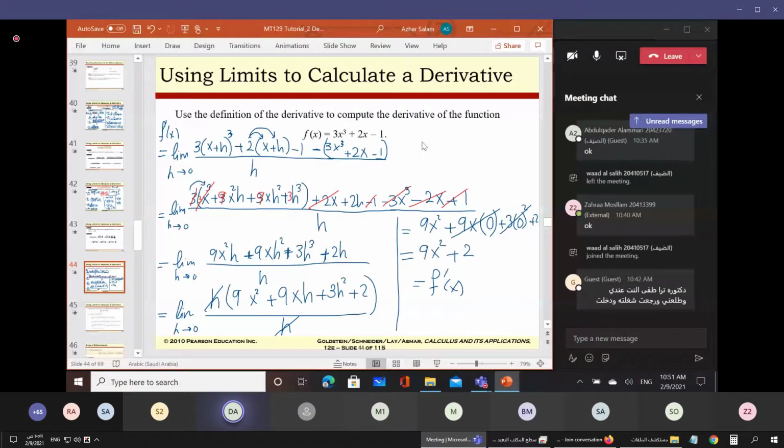And it's the same result when I just differentiate this function using the power rule, f dash of x. I just multiply the 3 by 3 here, which is 9x to the power 3 minus 1, squared, plus the derivative of 2x is only 2, minus 1, the derivative of a constant is 0. So this is the result using the power rule. Okay? And it's the same when you use the definition. You can check your answer using the definition by the power rule.